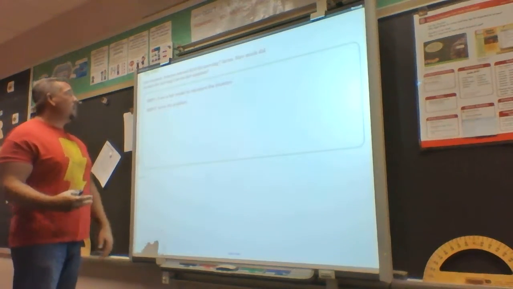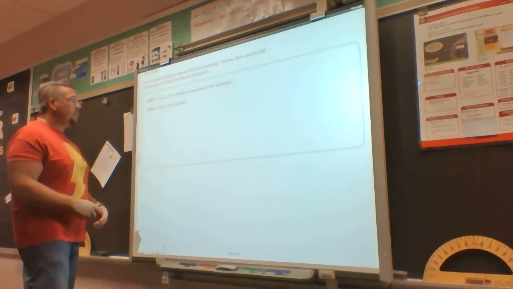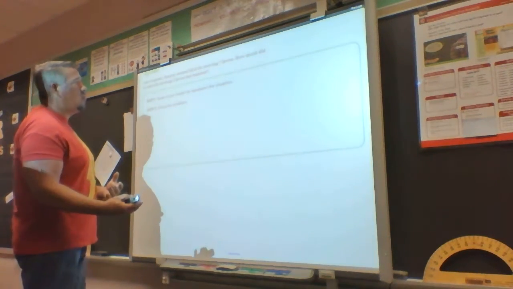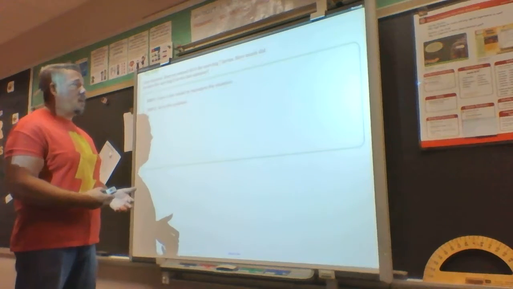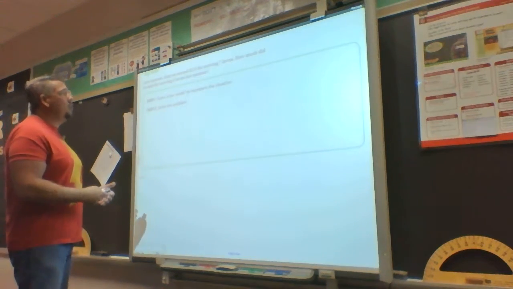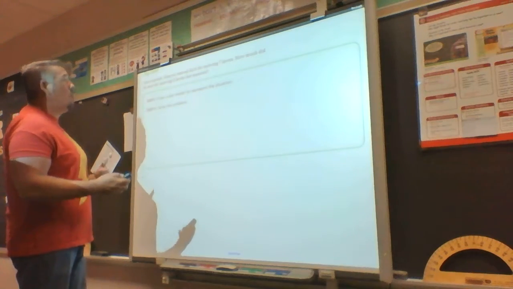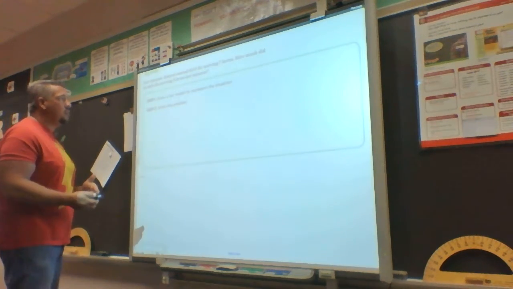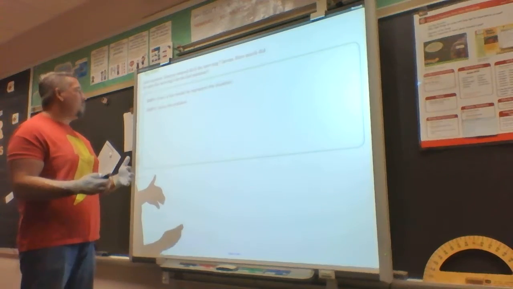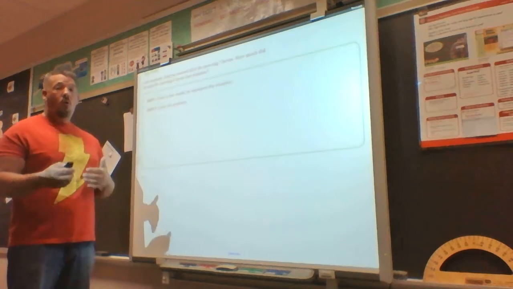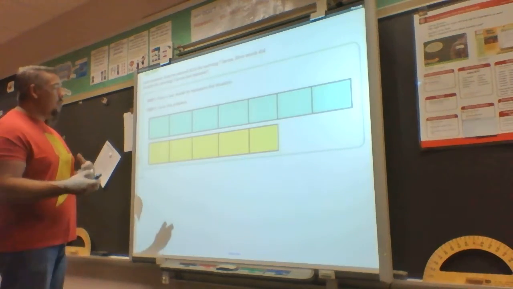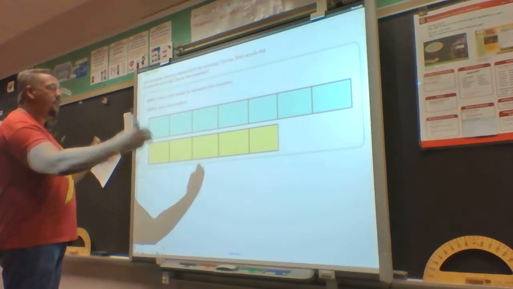Well, now we're given a different scenario. It says last summer Kenyon earned $210 for mowing 7 lawns. How much did he earn for mowing 5 lawns last summer? It says to draw a bar model to represent the situation and solve the problem. So my bar model would look like 7 to 5.